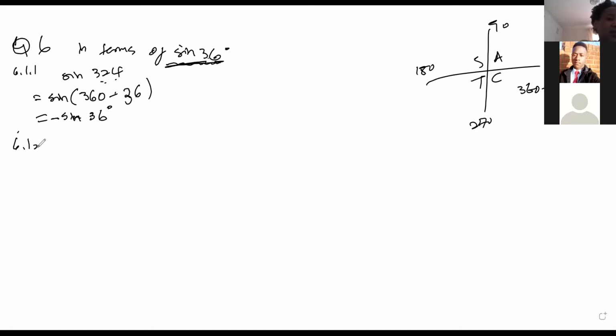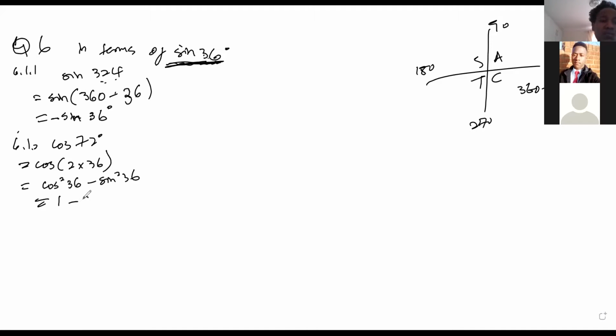So that's the answer. The next one is cos 72. We need to write it in terms of 36. You know 72 is actually 2 times 36, and this is a double angle for a cosine. What is the double angle for a cosine? It's either cos squared 36 minus sine squared 36, or, because they want it in terms of sine, 1 minus 2 sine squared 36. That is the answer.